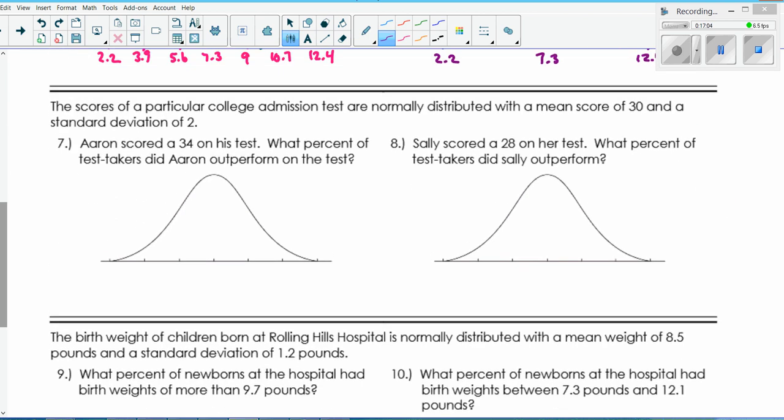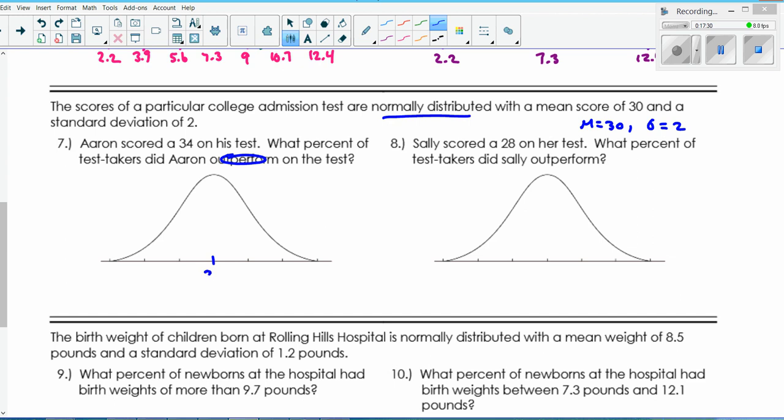Alright, 2 more. The scores of a particular college admission test are normally distributed with a mean score of 30 and a standard deviation of 2. So mean score of 30 and a standard deviation of 2. Okay, Aaron scored a 34 on his test. What percent of test takers did Aaron outperform? Okay, so that's the big question there.